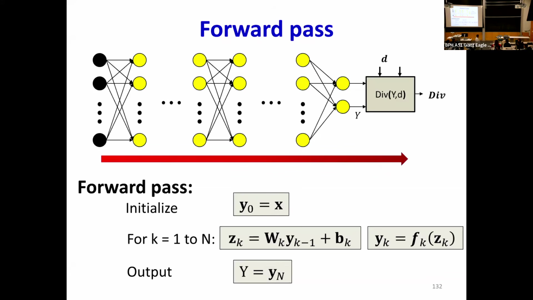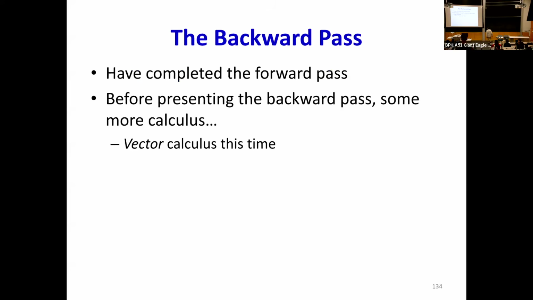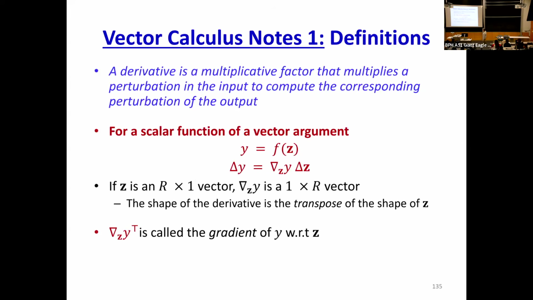So first, let me give you a couple of different things. So this is the forward pass, okay. Now, before presenting the backward pass, vector calculus, okay. Here, definitions. We saw that for any scalar y equals f of z, where z is a vector, what was the derivative rule? Anybody? You guys remember? What was the derivative rule?